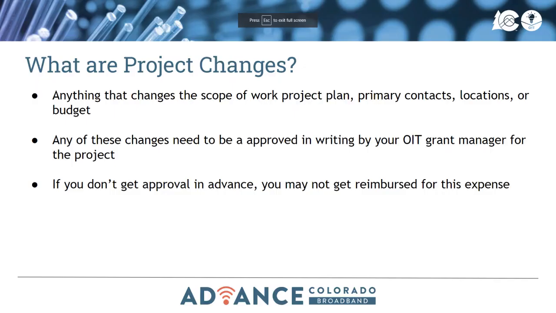What are project changes? Project changes include anything that changes the scope of work, project plan, primary contacts, locations, or budget. Any of these changes need to be approved in writing by your OIT grant manager. Think of this as a change order. If you don't get approval in advance, you may not get reimbursed for these expenses.